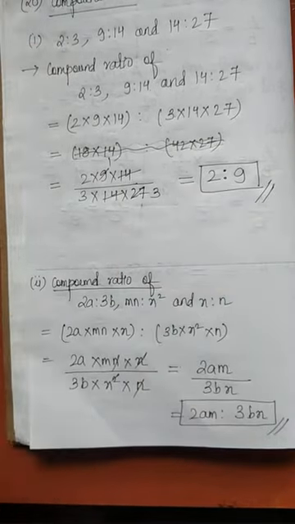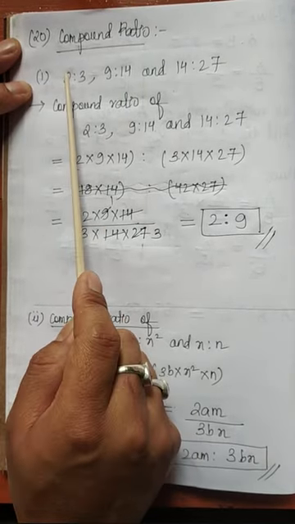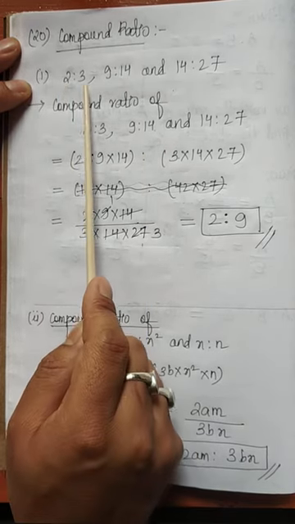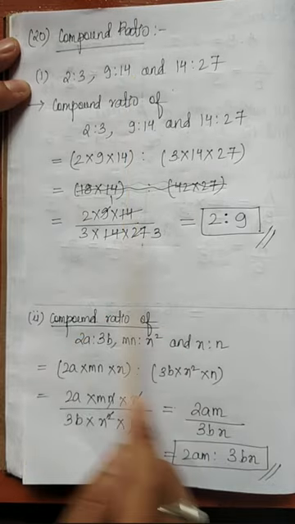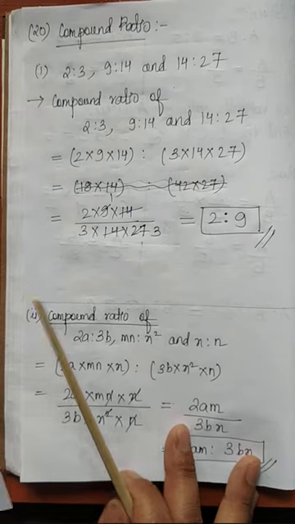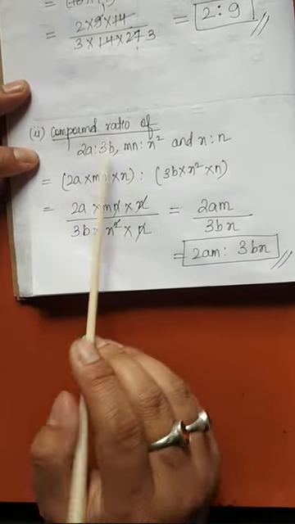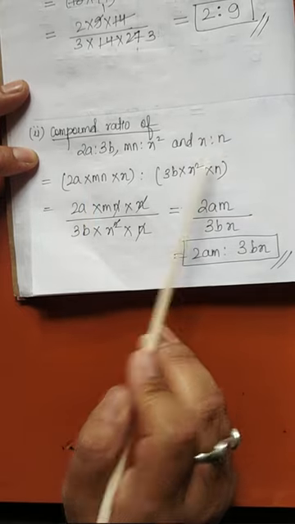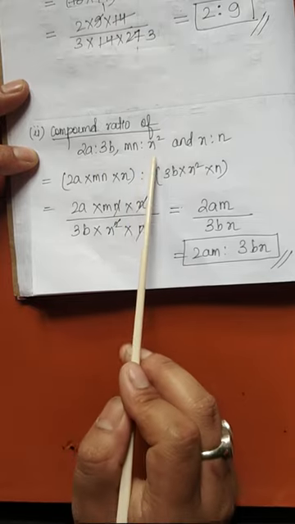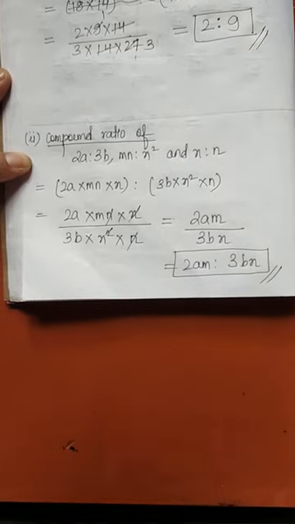Okay, so if you are asked to find the compound ratio, then don't forget to multiply the first terms, 2 into 9 into 14, which are the antecedents, is to multiply the second terms, 3 into 14 into 27. Whatever you get, that will be the compound ratio. In a similar manner, you can do question number 20 part 2, which is already done out here. Find the compound ratio of this is to this is to this. What I have done out here is 2a into mn into x is to 3b into x square into n. The calculation is out here. Pause the video to note down.